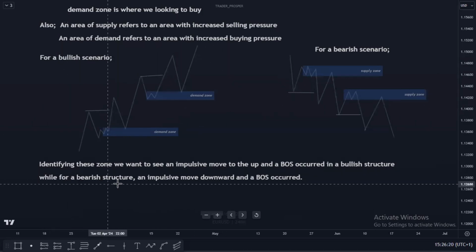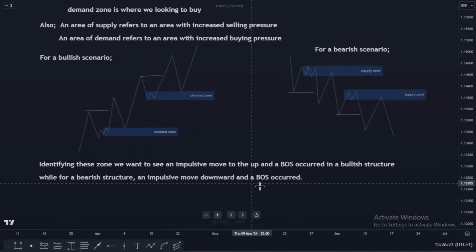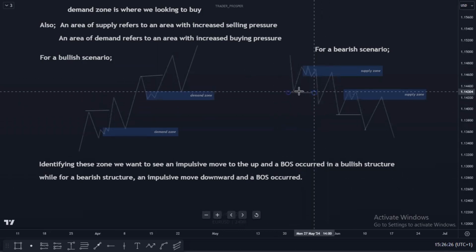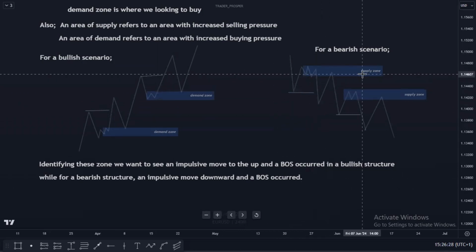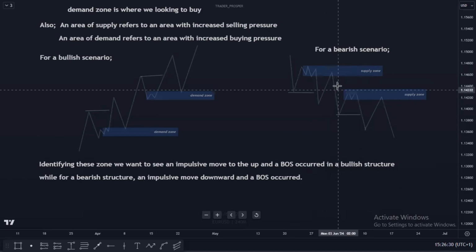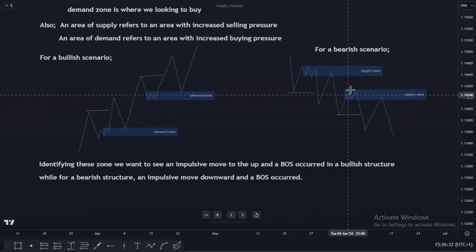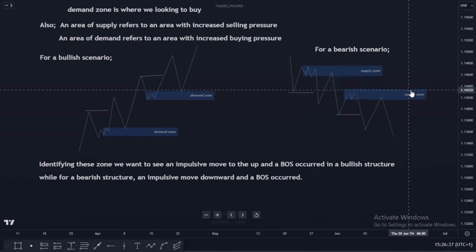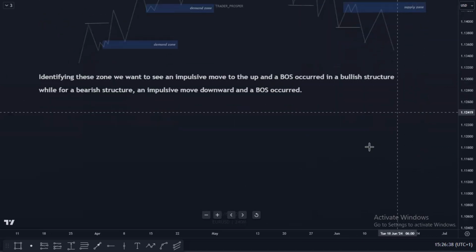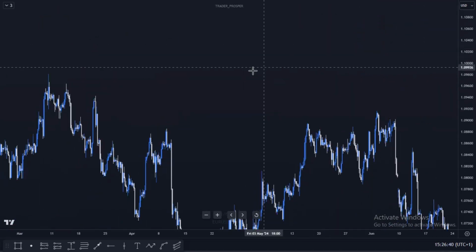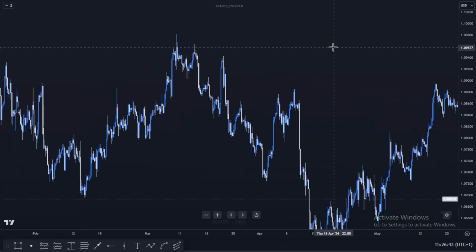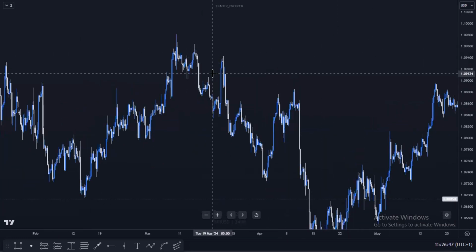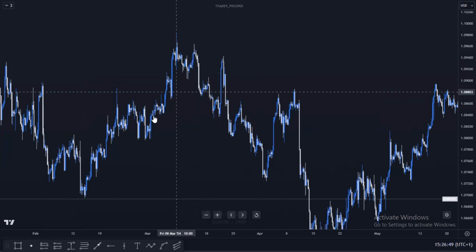Now for a bearish structure, an impulsive move downward and a BOS should occur. So an impulsive move downward, which created a BOS here. This was the supply zone. Another impulsive move downward created a break of structure here, the supply zone. Let me show you this in the chart. Remember I taught this in my previous market structure video.